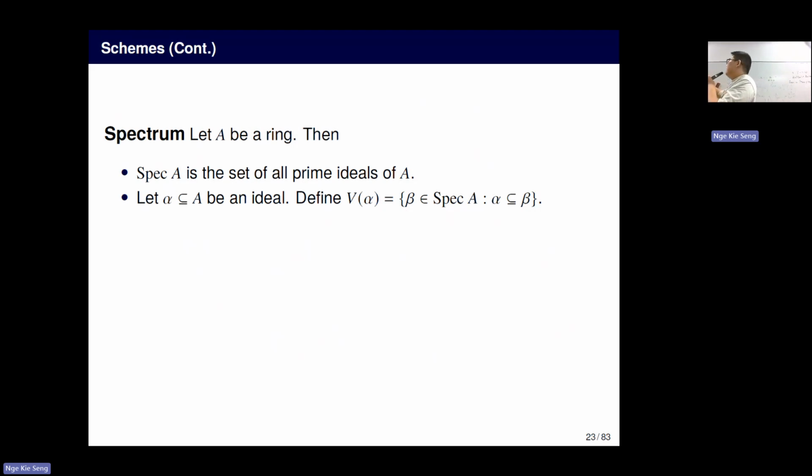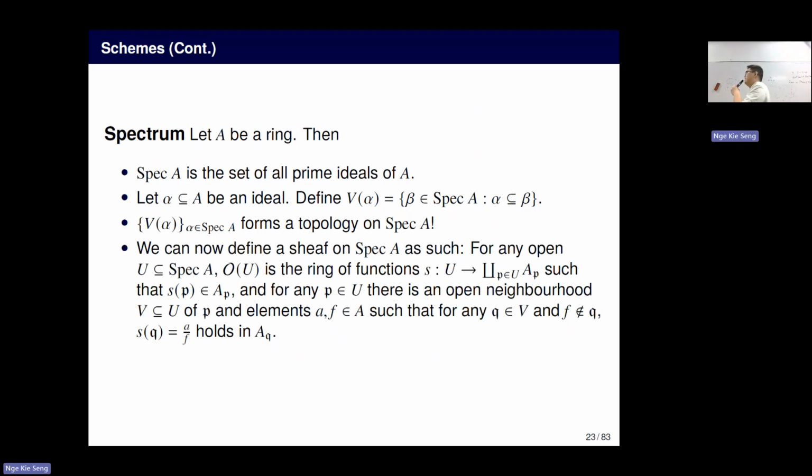And if we let α be some ideal of A, then we can define a similar concept to zero sets in your typical affine zero set in classical algebraic geometry. How do we do this? We define it to be a subset of Spec A, where this subset consists of all the prime ideals that contain α itself. And as you can check, taking these as your closed sets does indeed form a topology on Spec A.